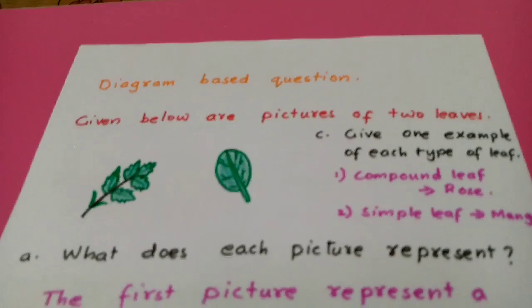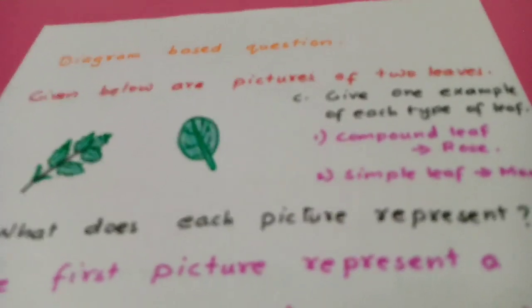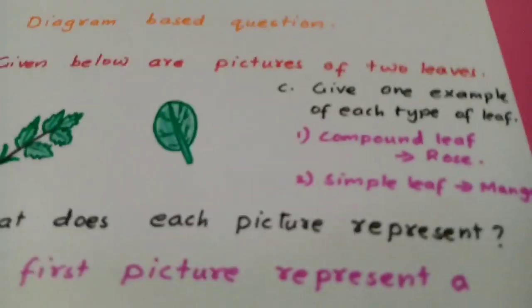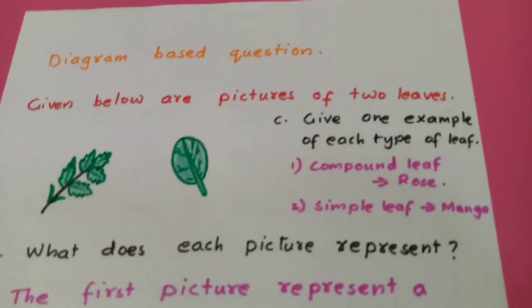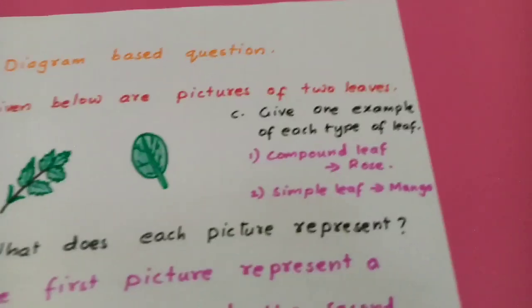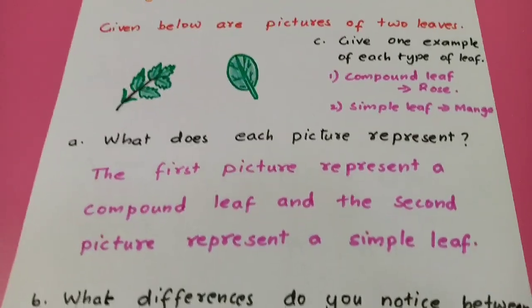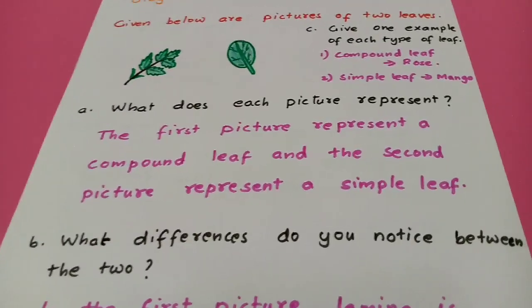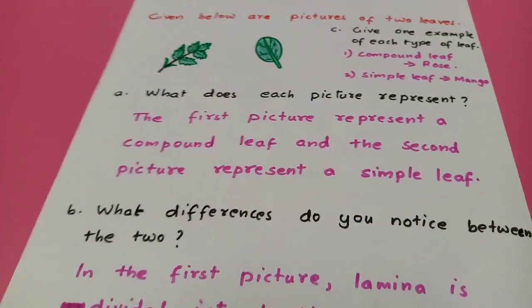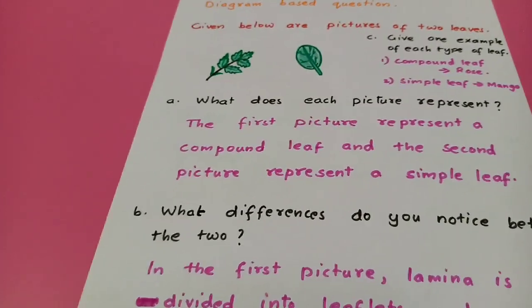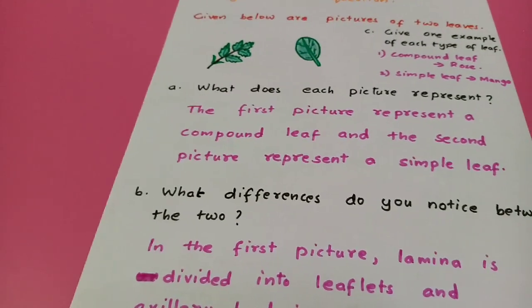Next is diagram based question. Here given below are pictures of two different types of leaves. They are simple leaf and compound leaf. Some questions are there. We can go through the questions. First question: what does each picture represent? You write like this. The first picture represents a compound leaf, and the second picture represents a simple leaf.